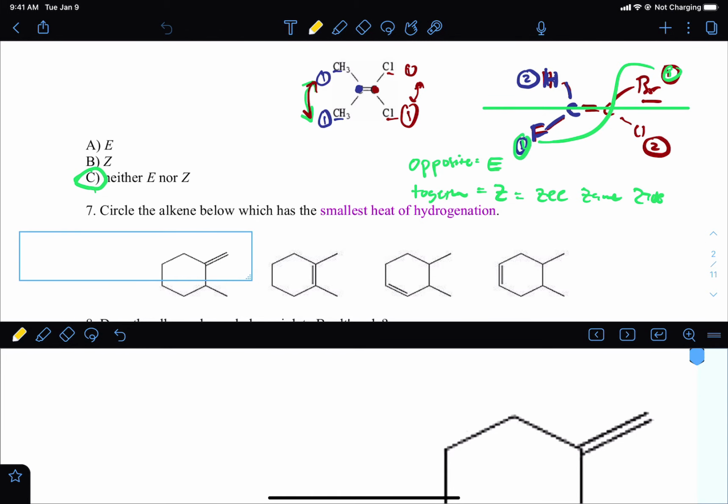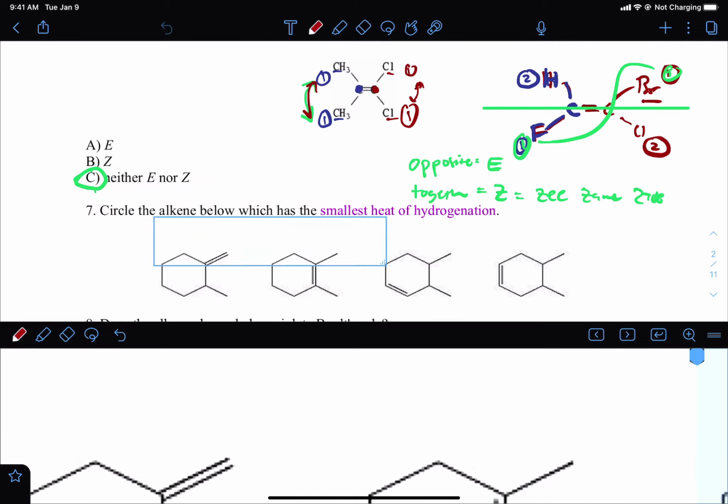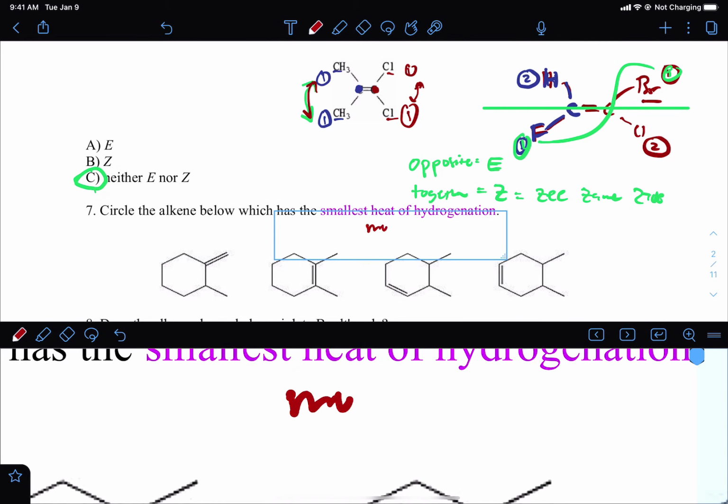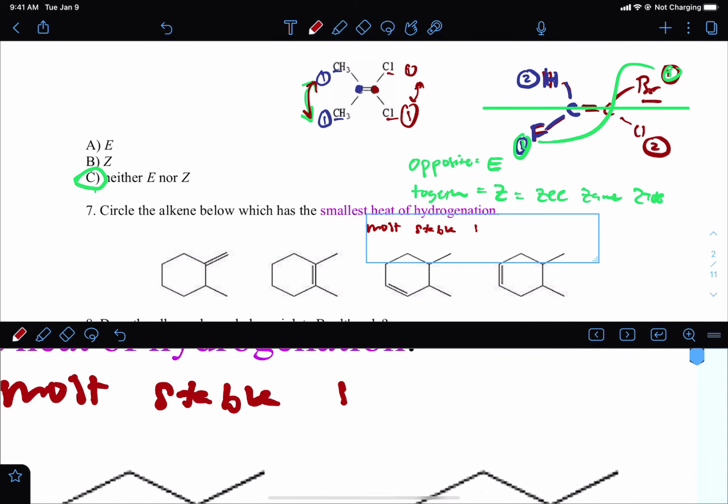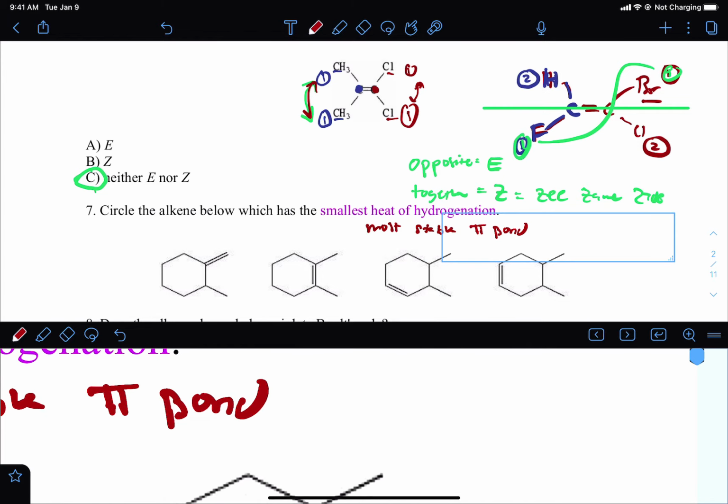So here, if we're looking for smallest heat of hydrogenation, that's the smallest gap. So we're starting from a very low position to begin with, and we're just going a little bit lower in the reaction. So what this is really getting at, if they're asking for the smallest heat of hydrogenation, we're looking for the most stable alkene, the most stable pi bond, to be specific. And without going into too much theory, the most stable pi bond will be the most substituted.